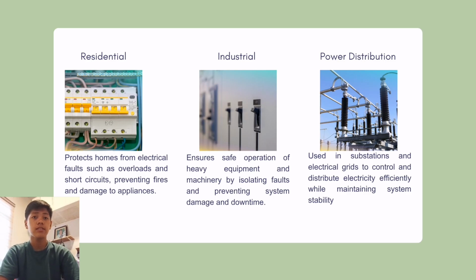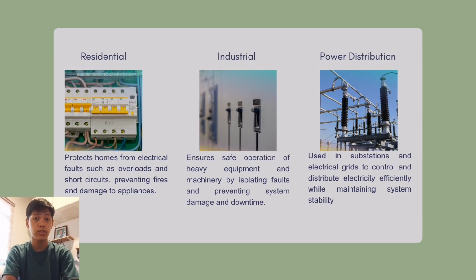The last picture is the power distribution substation application. The third image represents a power distribution system, specifically a substation with high voltage circuit breakers. In these applications, circuit breakers are used to control and protect the flow of electricity across transmission and distribution lines. They play a critical role in isolating faulty sections of the network during disturbances, ensuring that the rest of the system continues to operate normally. This helps maintain system stability, reliability, and continuous power supply.